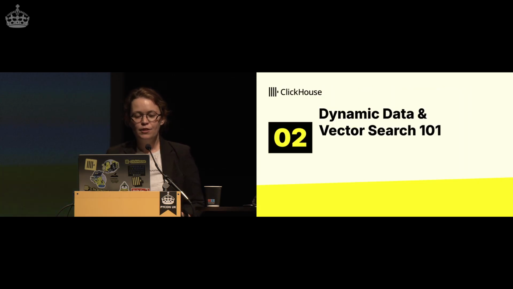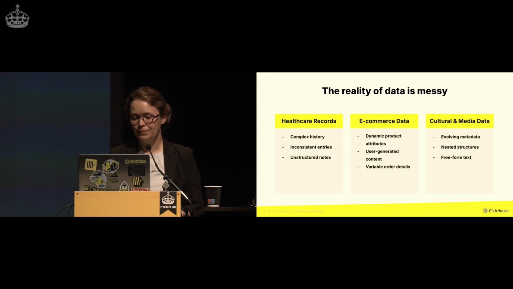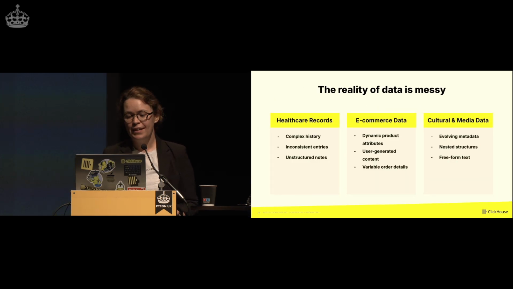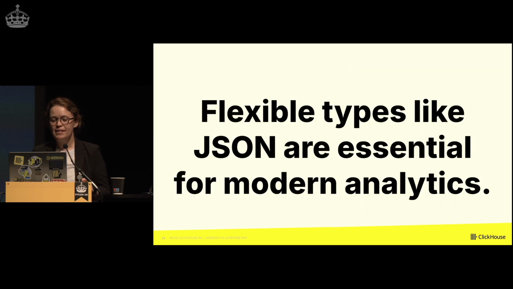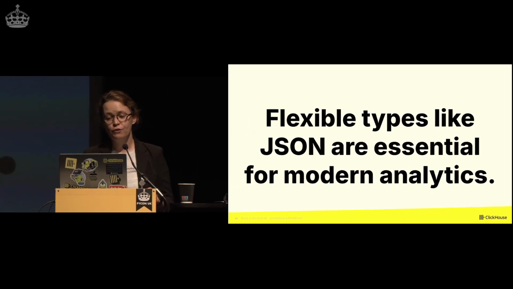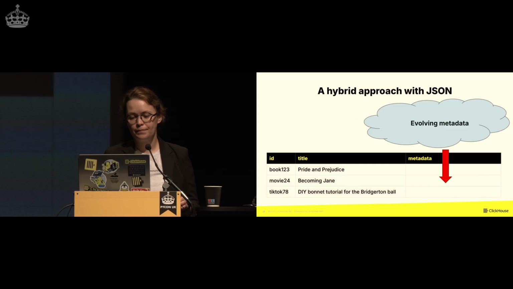Now, let's move into dynamic data types and the basics of vector search. The reality of real-world data is messy. And this is true for healthcare records, e-commerce data, and in our case, cultural and media data that I'm exploring, and that is books and movies. This messiness is why flexible data types like JSON are so essential for modern analytics.